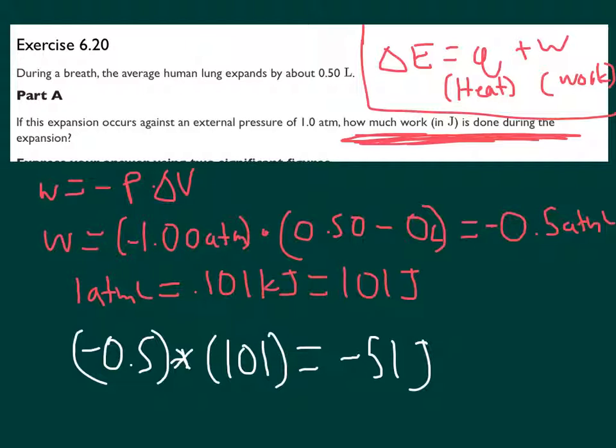Now some of you may be saying, why is it a negative value? Does that make any sense? It makes complete sense. The system is going to be the lungs. And since we're finding the work, it says right here, how much work is done during the expansion. The lung is doing the work. And from earlier we know if the system is doing the work, it's going to be represented with a negative value, which is why this is a negative value.